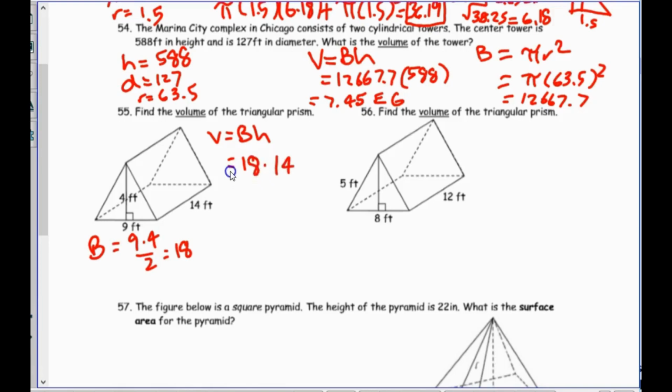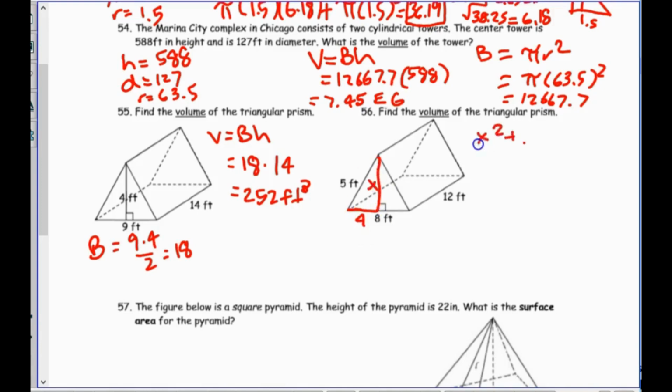And that gives us 252 feet squared. Sorry, cubed. Now this one, we don't know the height, so we need to figure it out. So half of this is 4. And I'm looking for this height. We'll call it x.